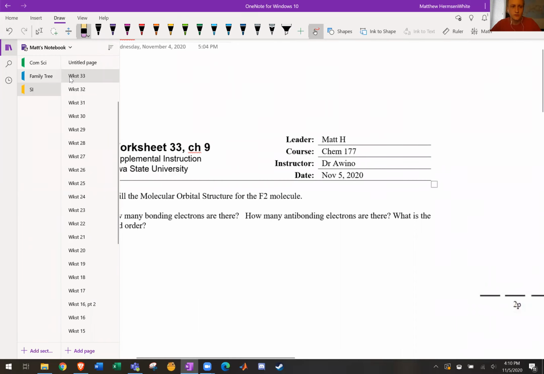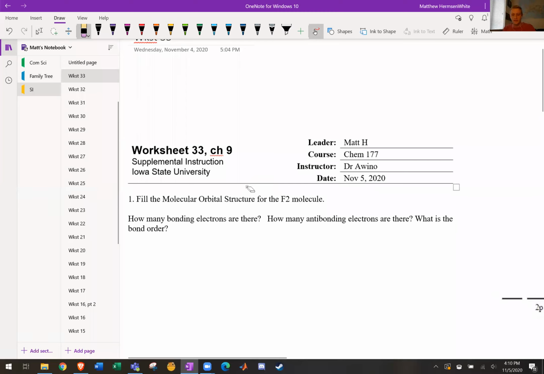All right, so we will get started on today's worksheet. Today we're going to work on more chapter 9 stuff. Like I said, chapter 9 does not have nearly as much material as some of the other chapters.